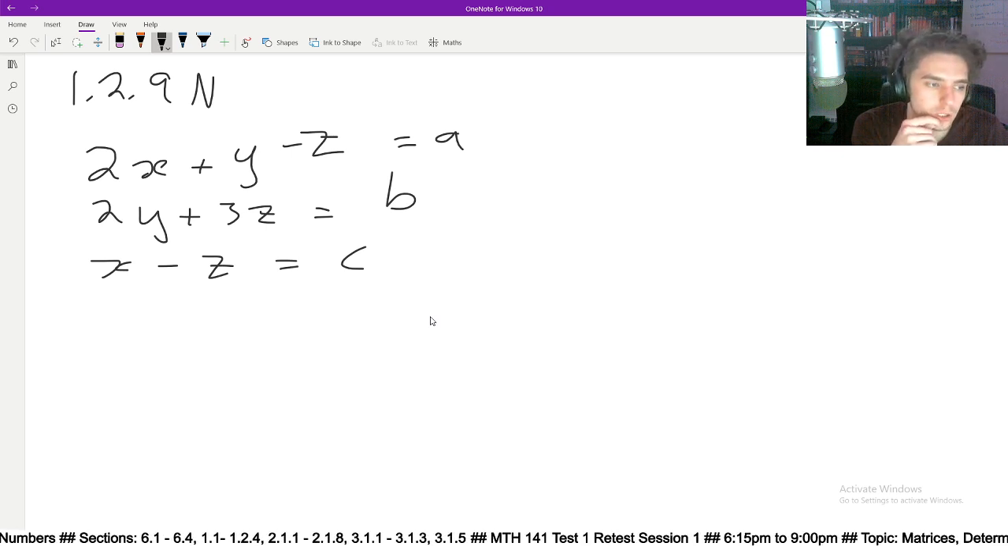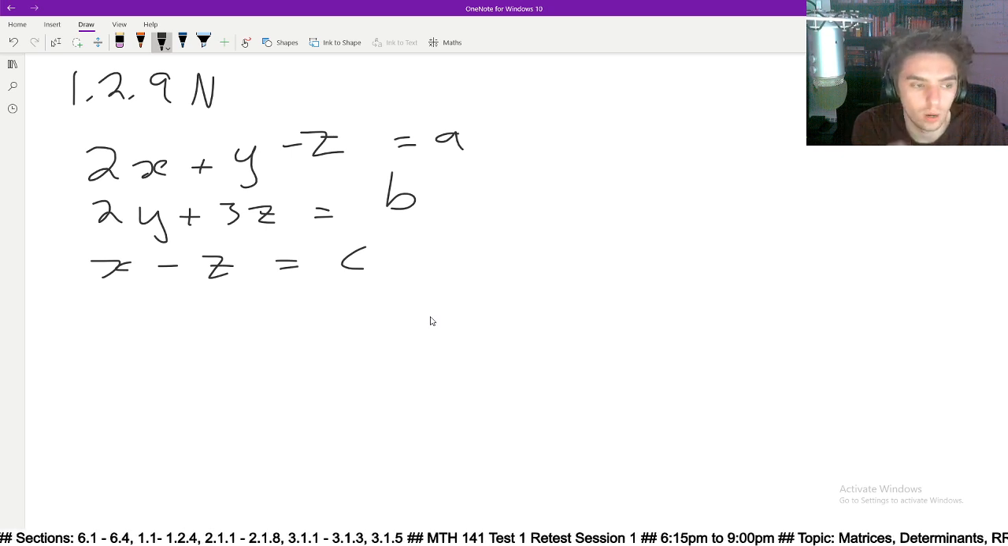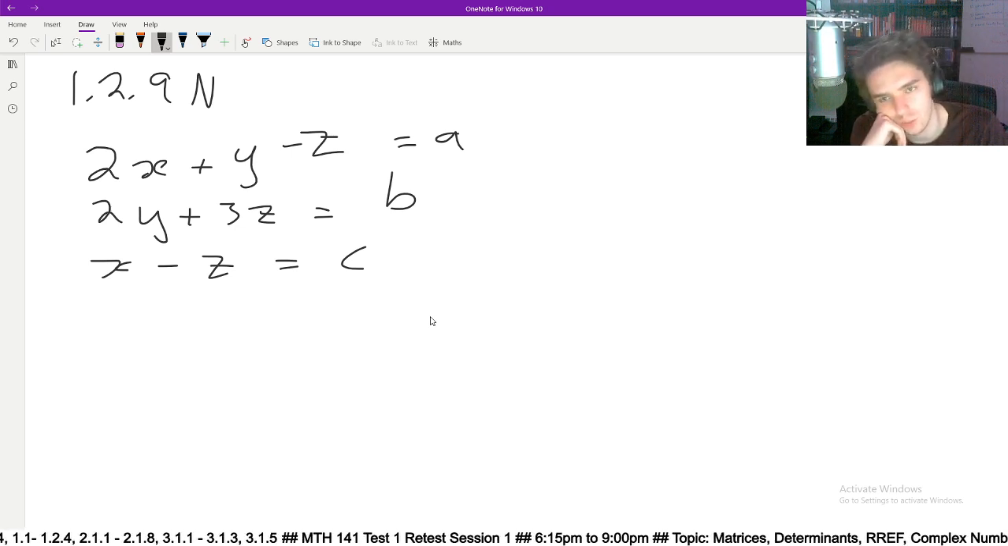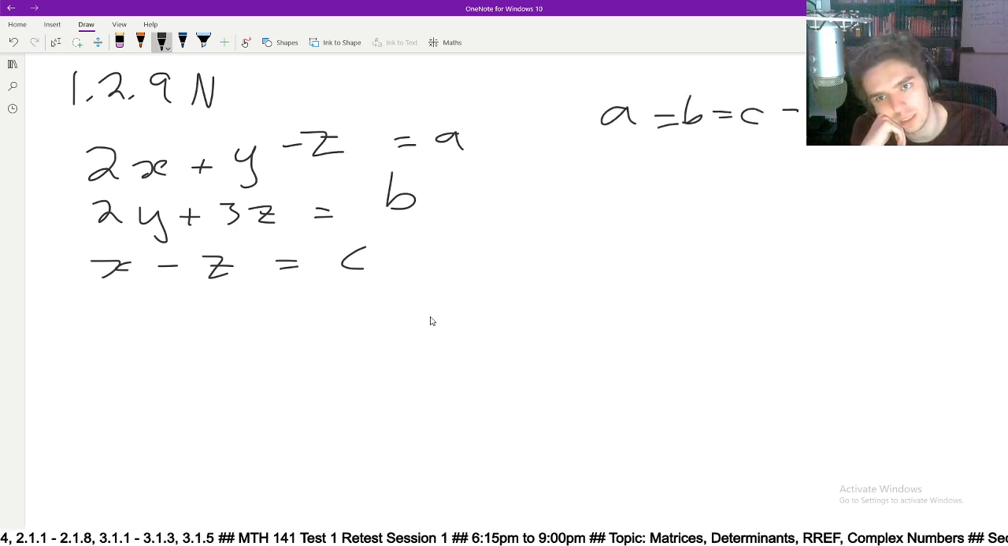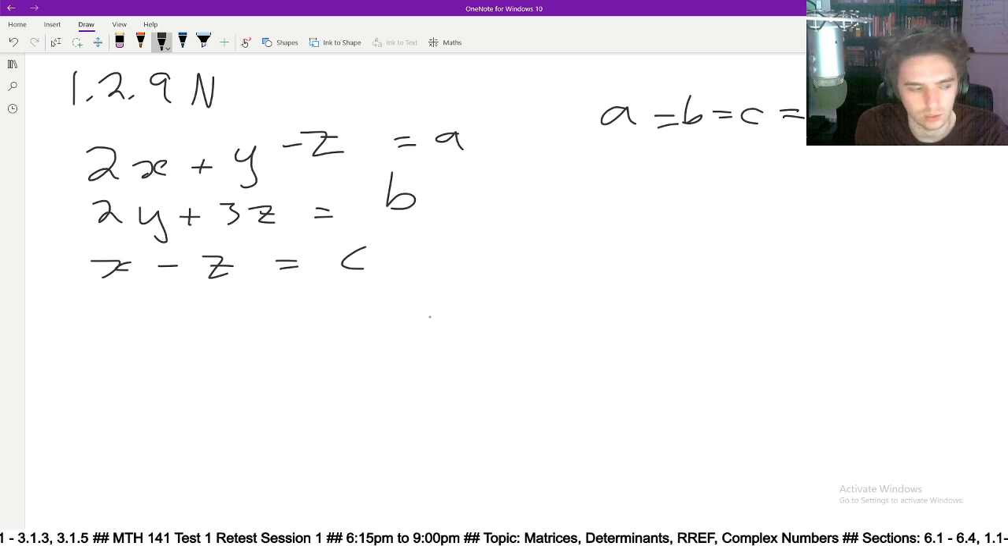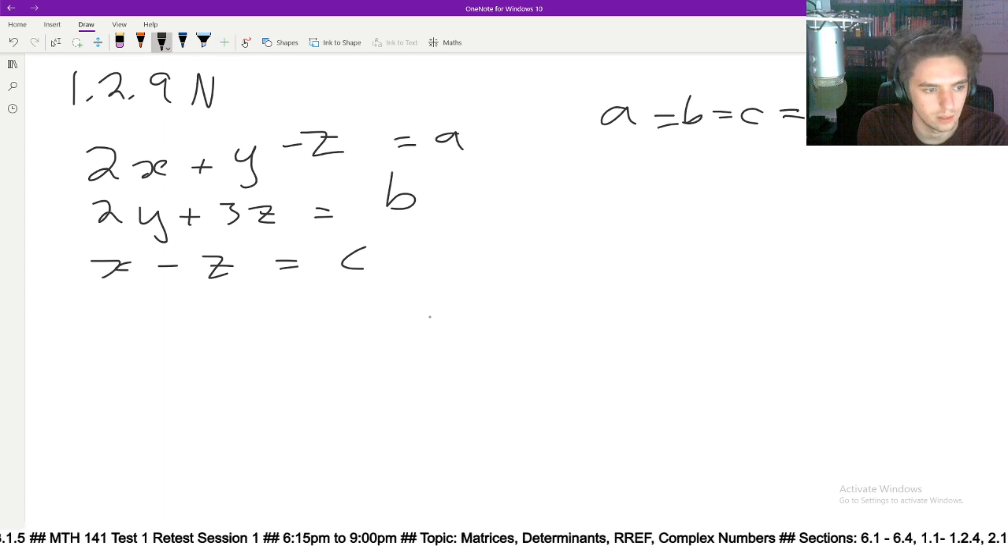Okay. So we want, first of all, no solution. Okay, well, let's start with one solution. How do we know if it has one solution? Well, if A equals B equals C equals 0, then it's a homogeneous system, and then it has one solution. Okay, one solution's off the table. So no solution or infinitely many solutions.